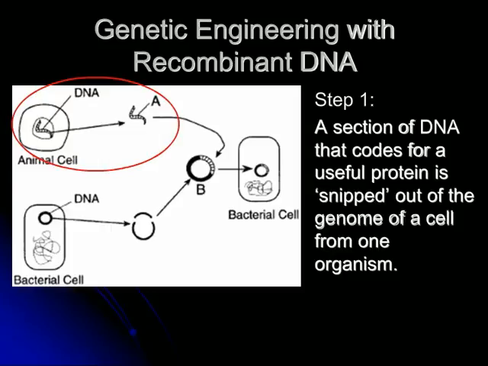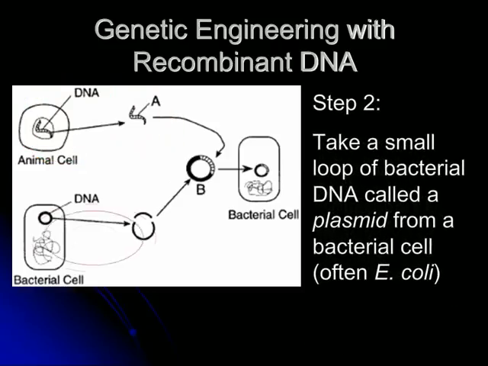So we're trying to make a lot of a particular protein. What we need to do is find the gene for that protein and snip it out of the organism's genome. It can be an animal cell in this diagram here, but it can also be a plant cell or a fungus or another bacteria for that matter. We just need to find that gene, snip it out using those restriction endonucleases. All right. Then we're going to call on bacteria.